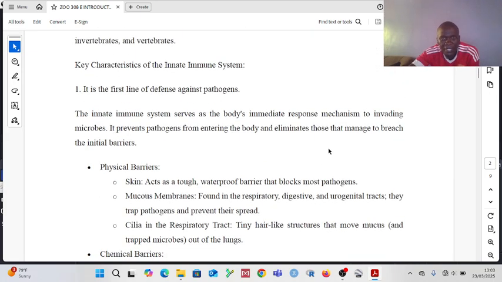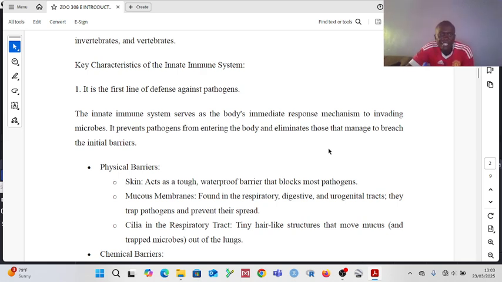So what are the characteristics of the innate immune system? One of the things, let me switch on my charger to my laptop. It wasn't charging. I just switched it on. It was almost going off.